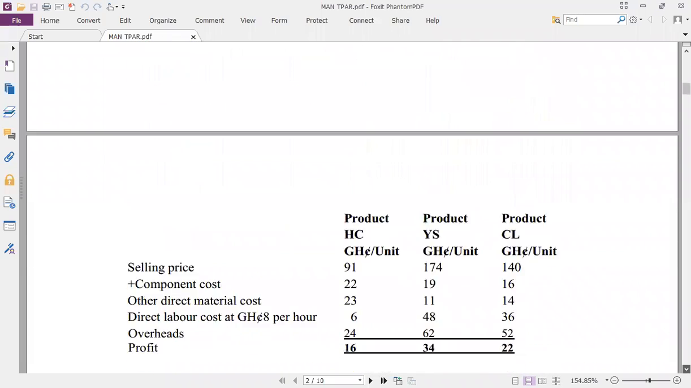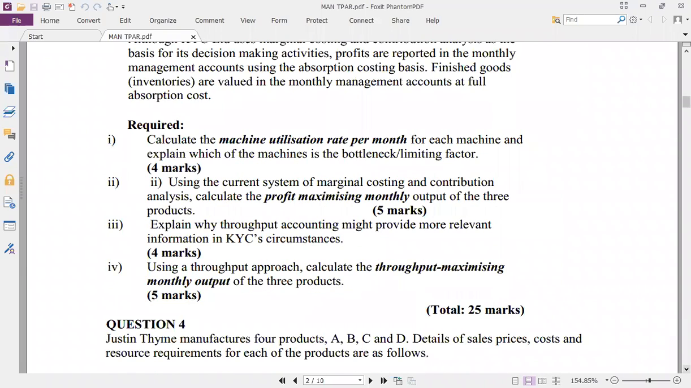So A, or the first part, is gone. We've cleared it. Calculate the machine utilization rate per month for each of the machines. So we've done it. And determine and explain which of the machines is the bottleneck or limiting factor.